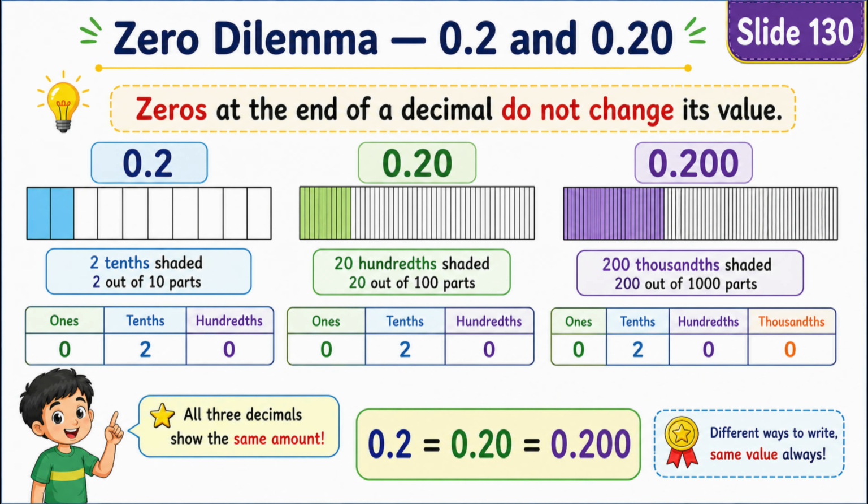Zero dilemma: 0.2 and 0.20. Zeros added at the end of a decimal do not change its value. 0.2 means 2 tenths. 0.20 means 20 hundredths. But 20 hundredths is the same as 2 tenths. So 0.2, 0.20, and 0.200 all have the same value.